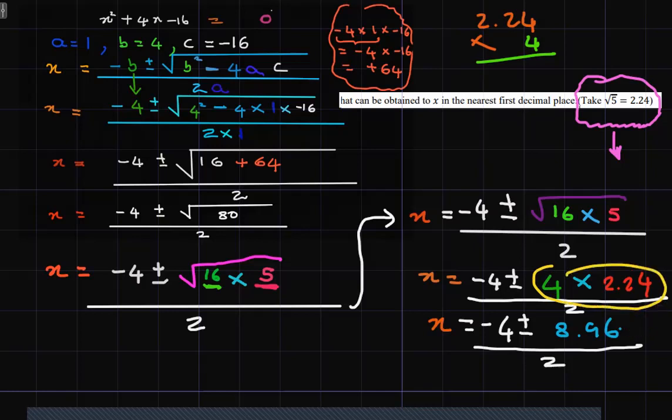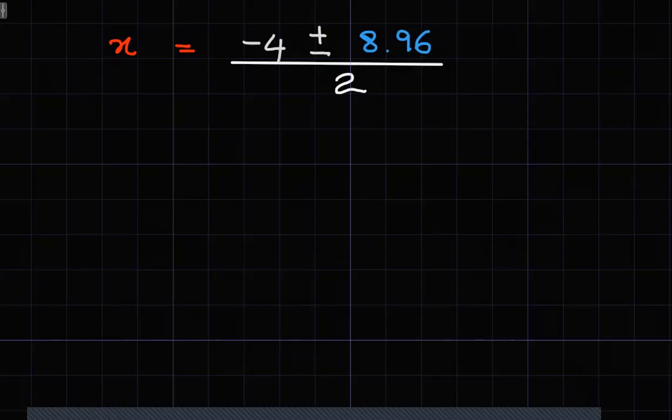All right, now is the time to split. Let's split it and get two different answers for x. So how do we split it? We can split it as x equals minus 4. First, let's take the plus. Plus 8.96 divided by 2.